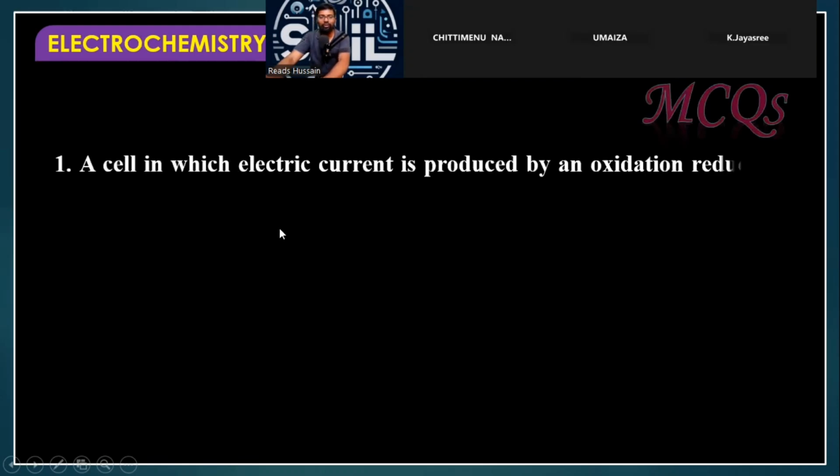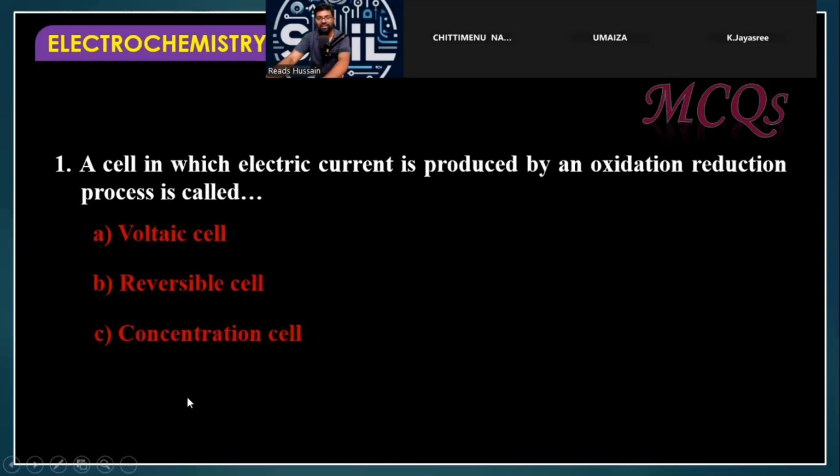Just look at the 2 multiple choice questions given here. You try to answer. A cell in which electric current is produced by oxidation reduction process is called what? What is the name of the cell which produces electricity by oxidation reduction process? Whether it is voltaic cell, reversible cell, concentration cell, or standard cell? Voltaic cell. Here voltaic cell, Daniell cell, galvanic cell, all are the same. Don't get confused. So a voltaic cell or a Daniell cell converts chemical energy into electrical energy.